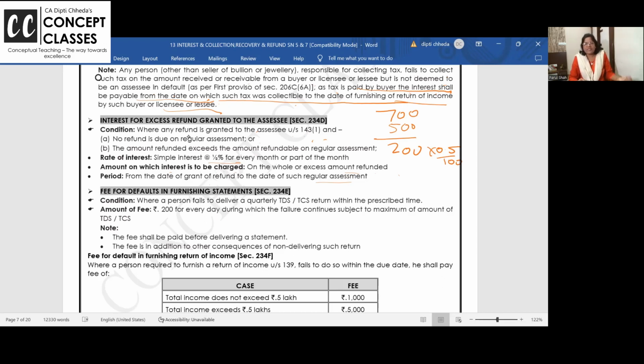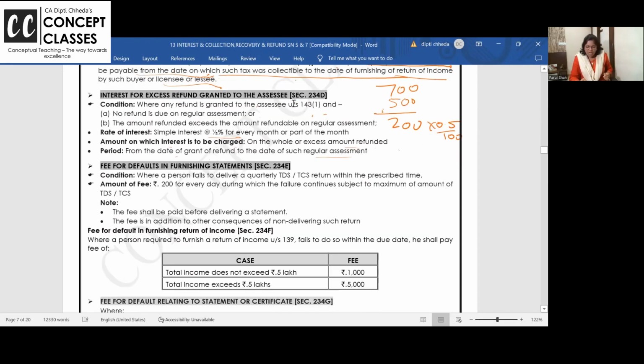Clear? 234D is easy. Excess refund, whenever you return, comes with 0.5% interest from the date of grant of the refund to the date of the regular assessment. That's the time when you have to refund. It's very simple. Now 234E. Actually, interest is over. 234 A, B, C, D is done.